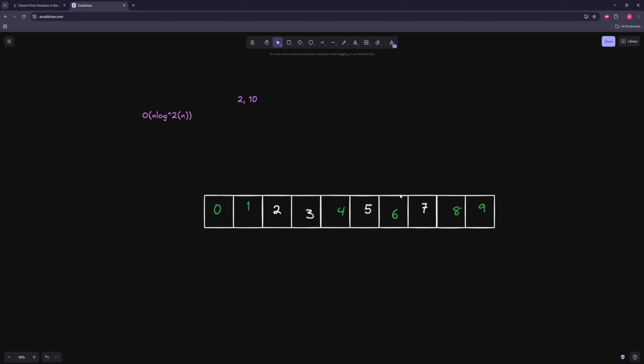So essentially the algorithm is: make an array 0 through n, mark everything prime.